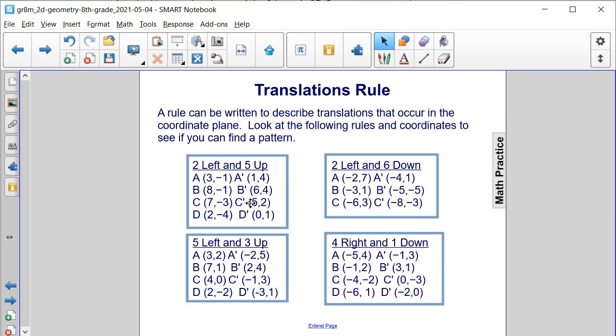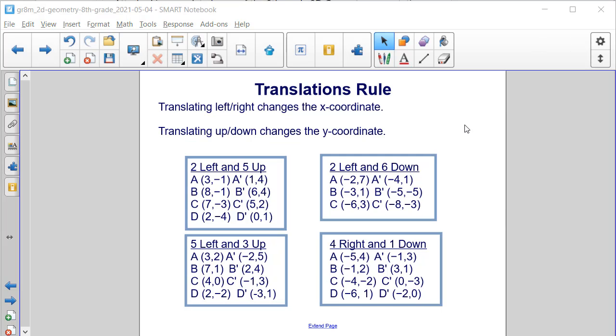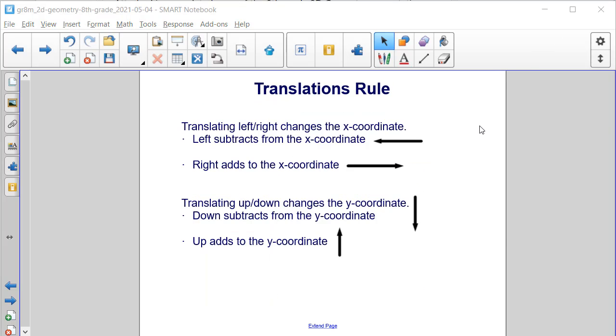So it appears that the x-coordinates represent the left and right direction, with left being negative and right being positive. So you're subtracting if you move to the left, and you're adding if you move to the right. And up and down, you're adding to the y-coordinate, and when you move down, you're subtracting from the y-coordinate. And yes, this slide is explaining that when you translate to the left or right, you're changing the x-coordinate. And if you're translating up or down, you're changing the y-coordinate, just as we had found.